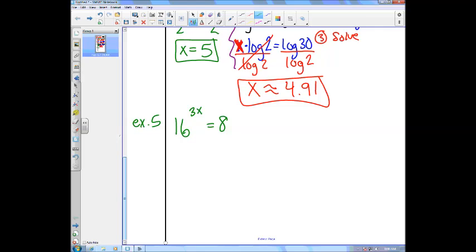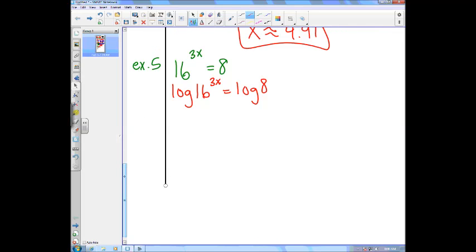Log both sides. So we do have a number with the x, but you'll see, it'll work out. Log both sides. Log 16 to the 3x. Please make sure the 16 is not written as a base. The base we want to choose is base 10. And the 3x should be in the exponent position, so it should be higher, and a little smaller than the 16.